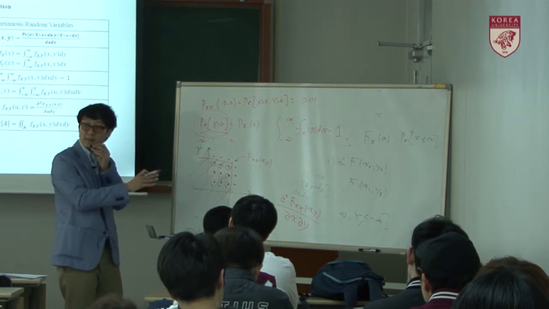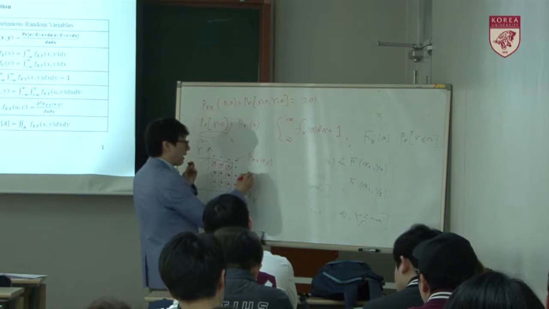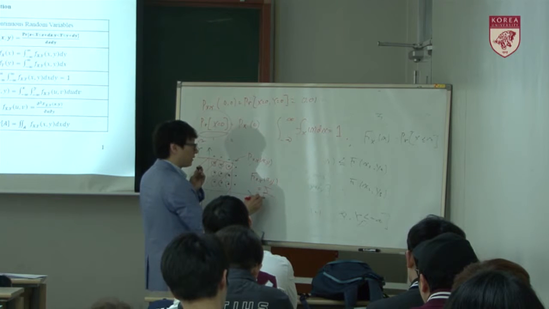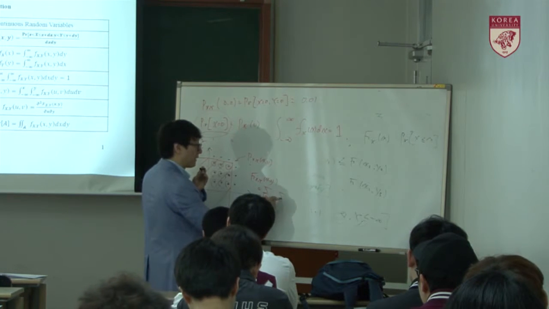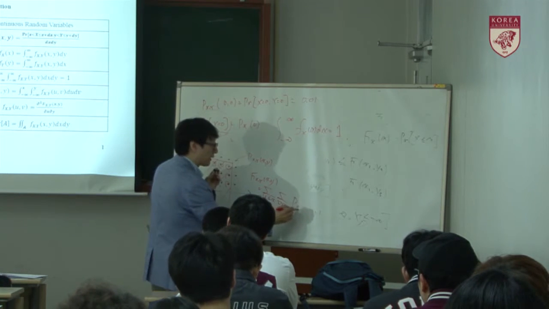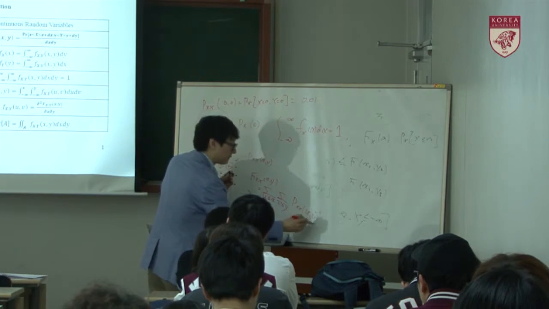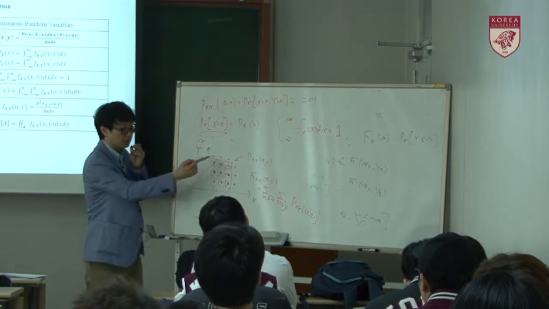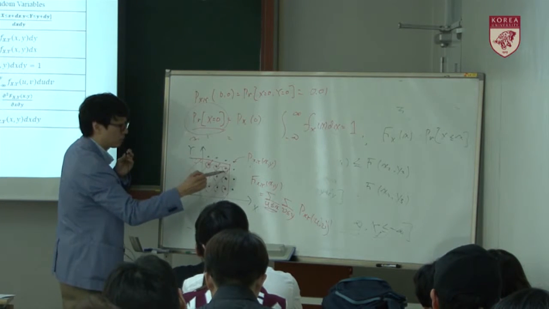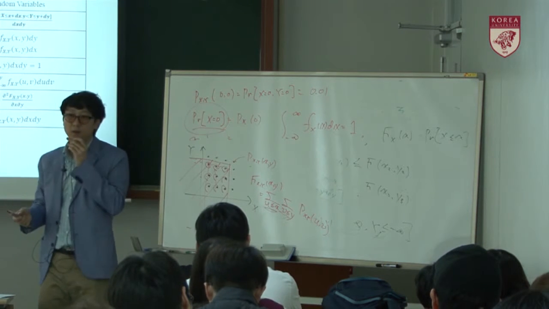So in terms of mathematics, it is written as F_XY(x,y) is the summation over u that is less than or equal to x, and the summation over v that is less than or equal to y, of P_XY(u,v). So this is the summation over this range, where u and v satisfy this condition. Okay?